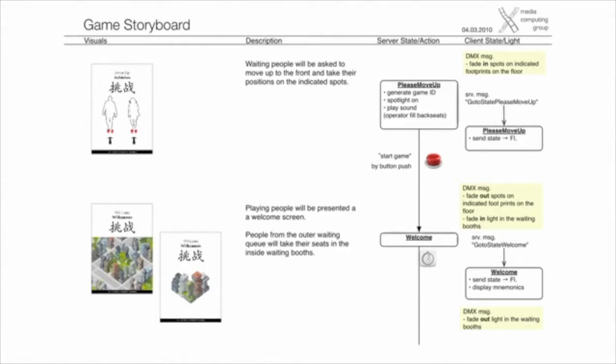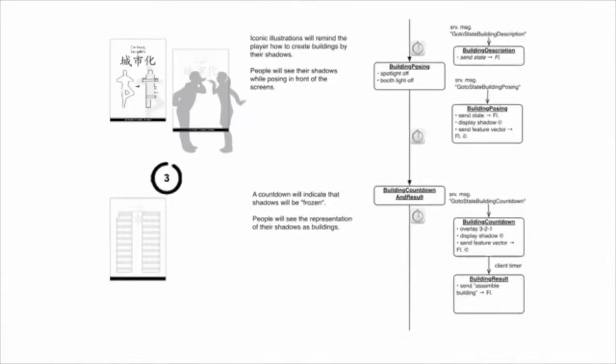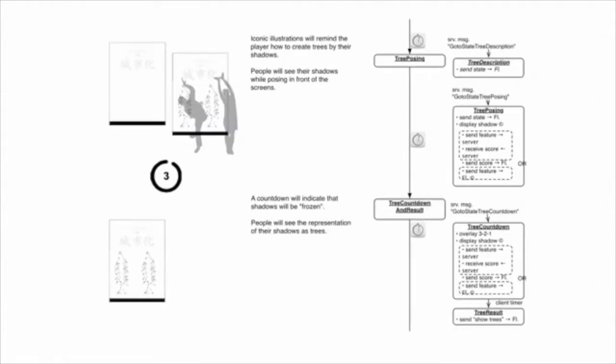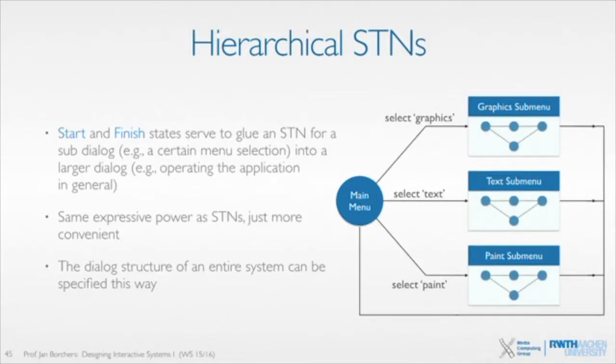You can see from the lining up and the welcome screen to the posing for buildings, to taking a picture here with a timeout, to posing for trees with another timeout, to the posing for the water. I think electricity was in there as well somewhere, until the whole thing then completes and people see their city block. So it's a pretty big document, but because we had this STN, we were able to link the user side description that was visually understandable by non-technical people to the technical implementation of what we were doing.